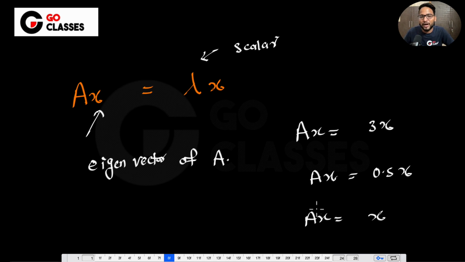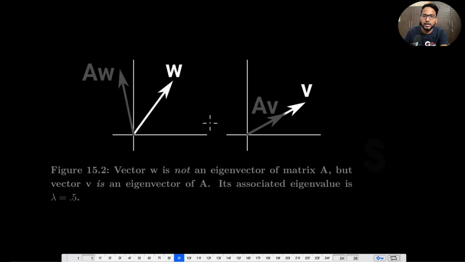Okay, so I hope you understood what the geometric interpretation of an eigenvector is and why that is so important. I will come to that, don't worry about it. So there are two possibilities. One is that you multiply this W by a matrix A and you get another vector, or you get the same vector in a scaled version.